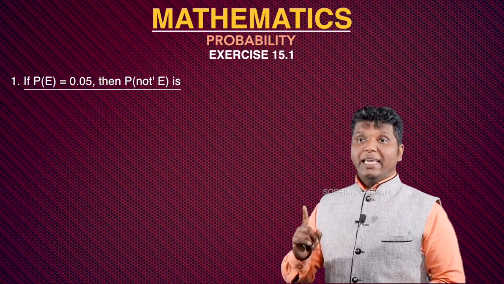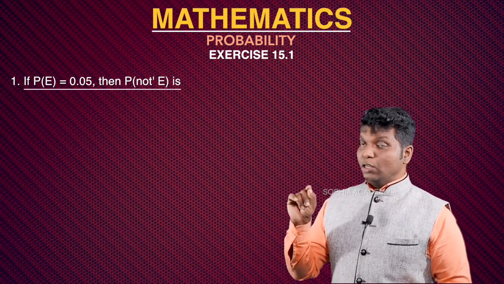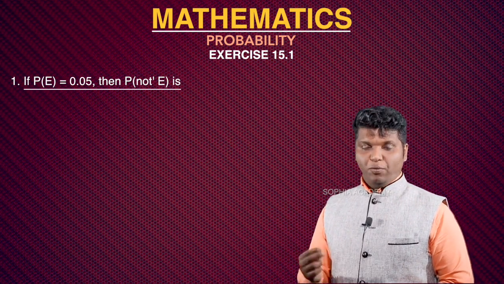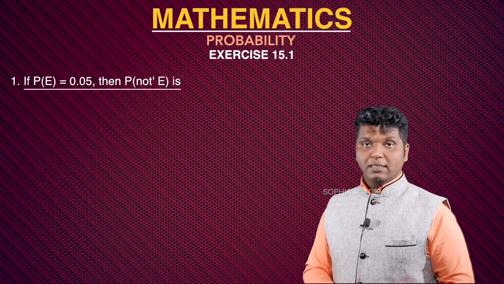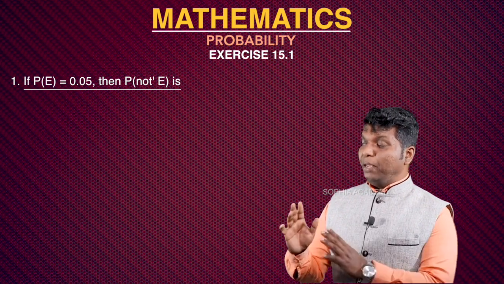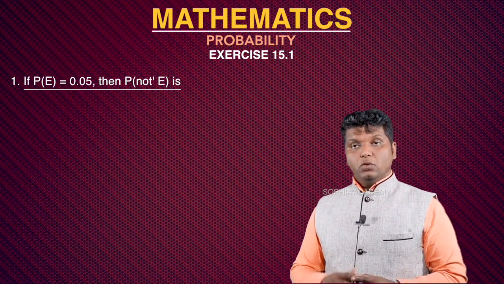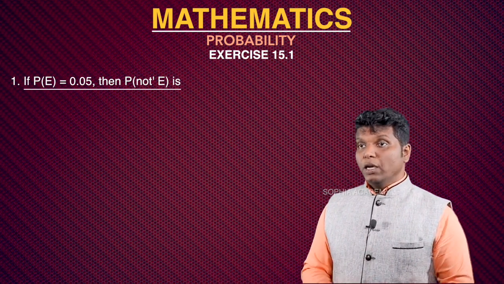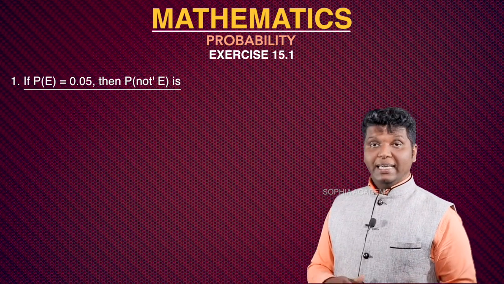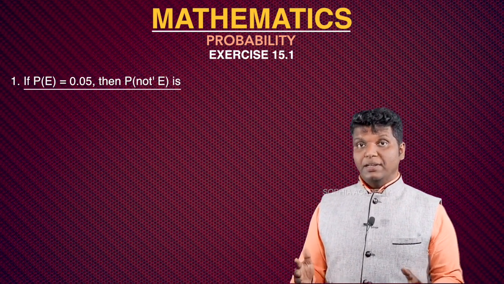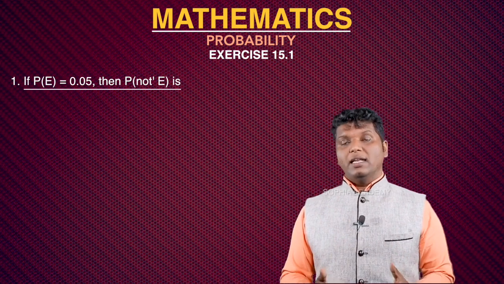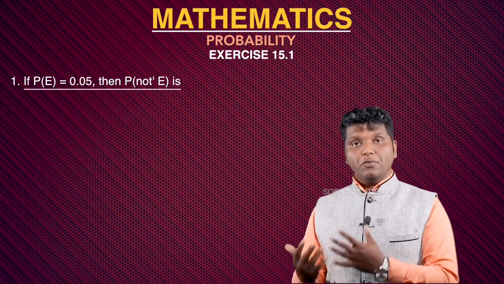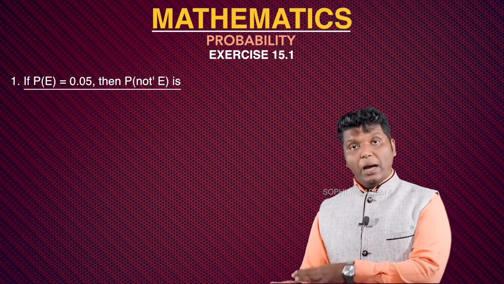If P of E is equal to 0.05, even though it is written as 0.05, when we pronounce it, we say 0.05. So probability of E is equal to 0.05. What is the probability of P of not E? So here P of E is given 0.05, and you have to find P of not E. I told you about certain events that whenever you are taking the total, the total probability is 1. So P of E means the occurrence of E. P of not E means that event is not going to happen.